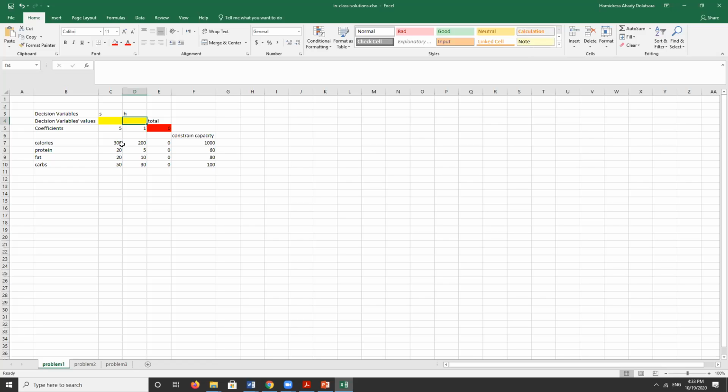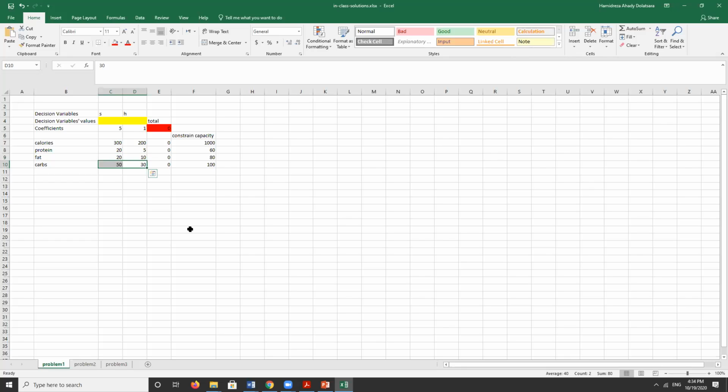So each sandwich had 300 calories. How many calories are 2 sandwiches? Each hash brown has 200 calories. How many calories are 2 hash browns? 400. So 400 plus 600? 1,000. So whatever you decide for the decision variables would tell you how many calories it takes, how much protein, how much fat, and how many carbs it makes.